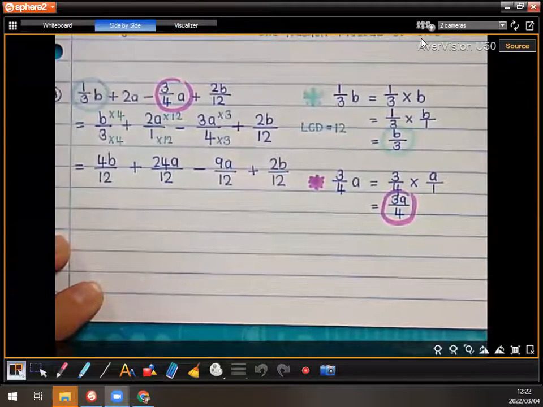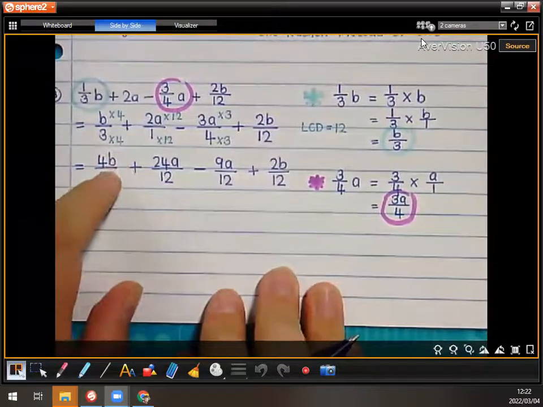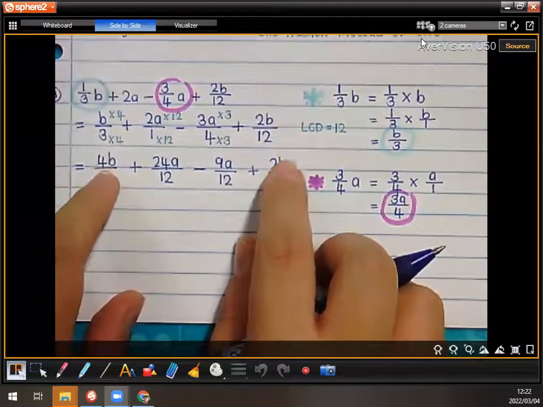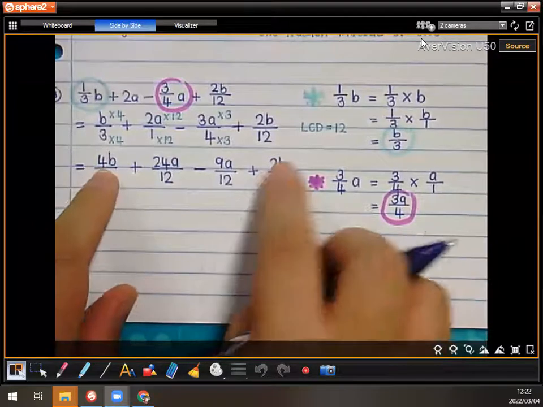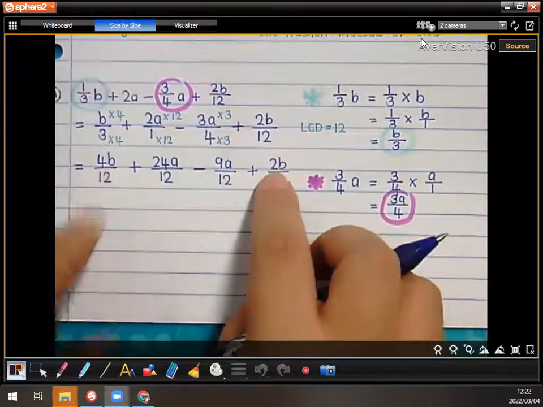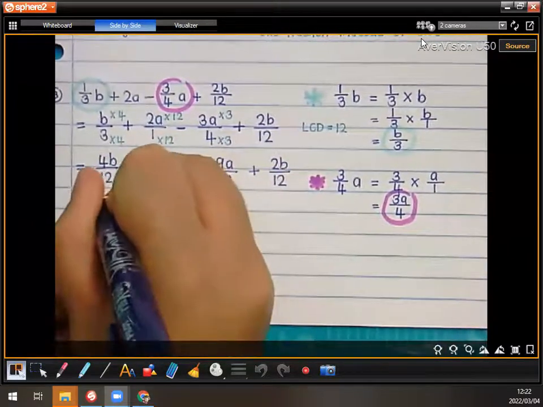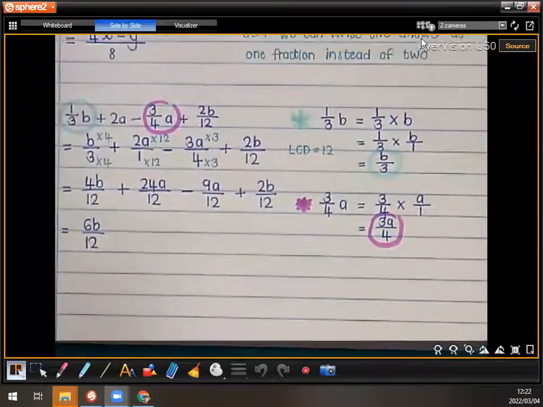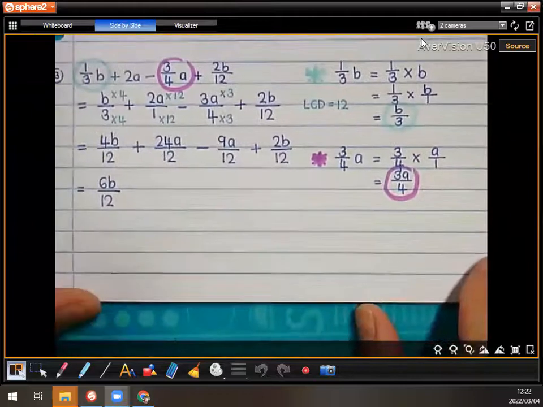Now we're going to look for like terms, right? All of these are not like terms. We agree, all 4 of them, they're not all 4 like terms. But we have a 4b and a 2b that I can put together, right? 4b plus 2b is what? It's 6b over 12. Remember, when we add, we only add the numerators together, the denominator stays the same.